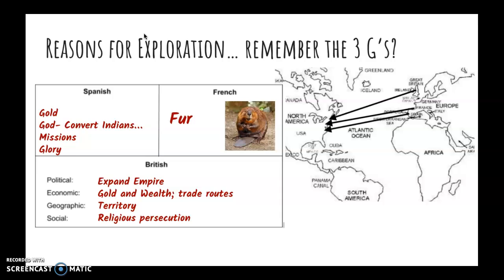And that's primarily our British explorers, the ones from England, and we're going to look at it through the lens of PEGS. So political, they came to expand their empire. Countries were kind of small over there in Europe. They needed more space. They wanted to spread out, had a lot of land. Economic, gold and wealth and trade routes. Geographic, they could gain more territory. And social, they came to escape religious persecution. Persecution just means you're being treated poorly.